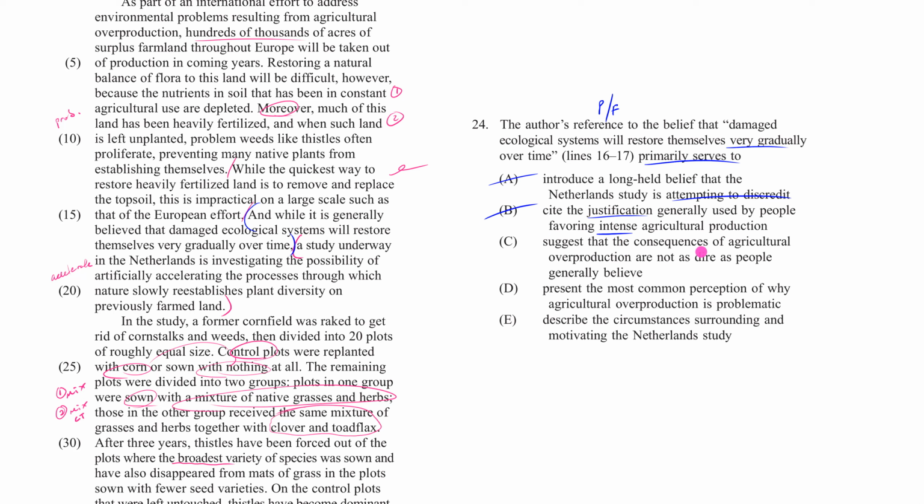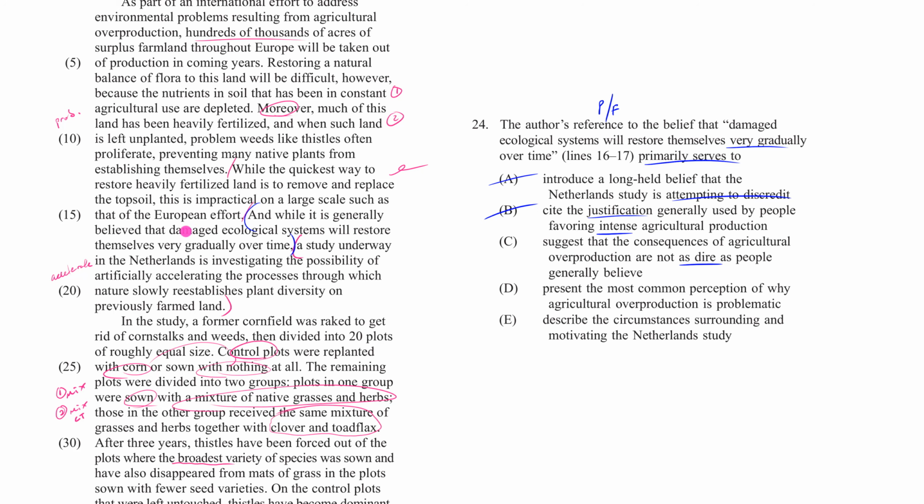It suggests that the consequences of agricultural overproduction are not as dire as people generally believe. I mean, okay, yeah, this is exactly the kind of answer choice where it's so important to remember that function purpose questions are always in context. If you lift it out of context, I can see a different paragraph using this very same line to support answer choice C. The author's like, guys, chill out. It's not a big deal, right? Nature has a way of recovering herself. The consequences are not as dire as people generally believe.